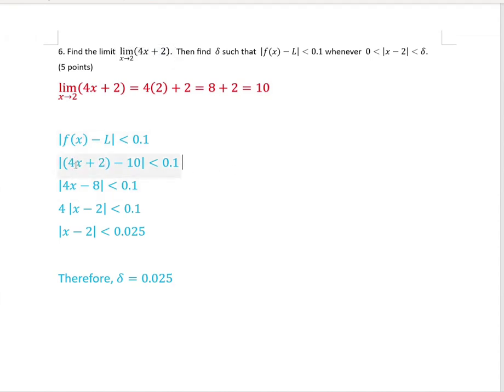We simplify 4x plus 2 minus 10, that's 4x minus 8. We can factor out a 4 from both of these, so it becomes 4 times the absolute value of x minus 2 is less than 0.1. Divide by 4 on both sides: the absolute value of x minus 2 is less than 0.025. So this looks just like this, right? So our delta is 0.025. Simple as that.